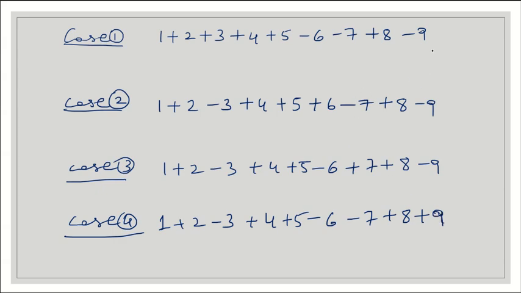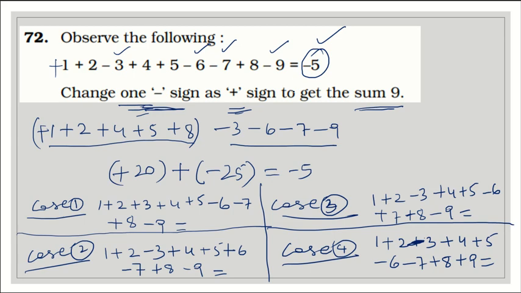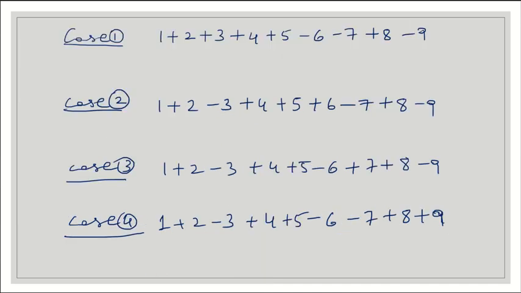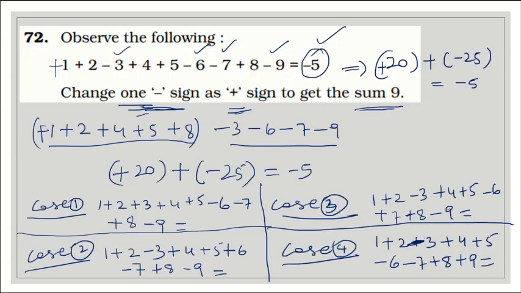These are the cases. See students, in the given question we have 20 positive, 25 negative, added, giving minus 5. So is it compulsory to think of all these many possibilities? Do we have any shortcut of thinking? This is my next concern.